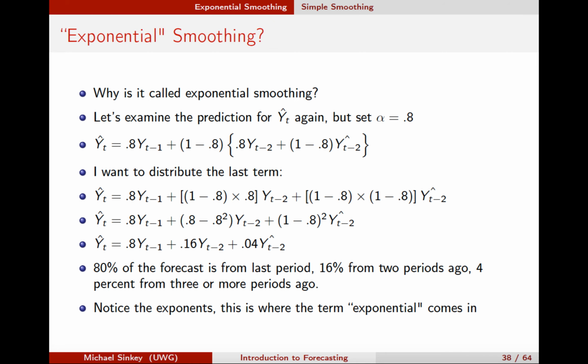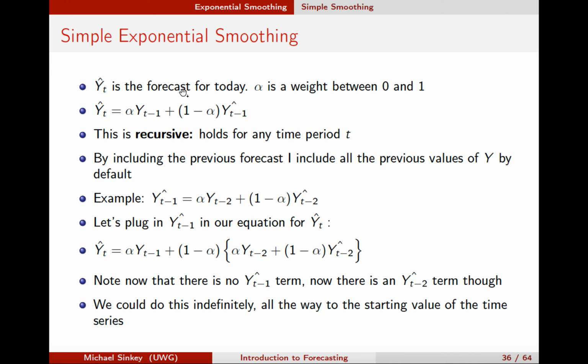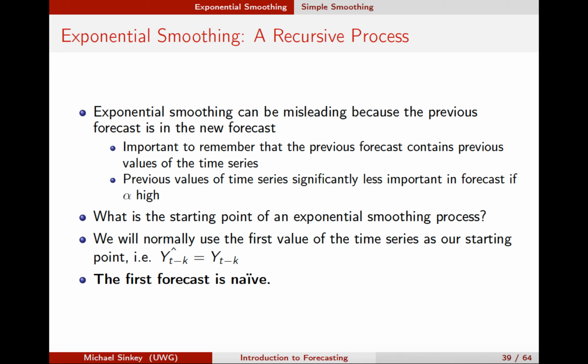Now let's go back and take a look at the formula for exponential smoothing. You see this yt minus 1 hat. That assumes that we had to make a previous forecast. So how do we get started with the exponential smoothing? What do we do to get started? We make the first forecast as naive.